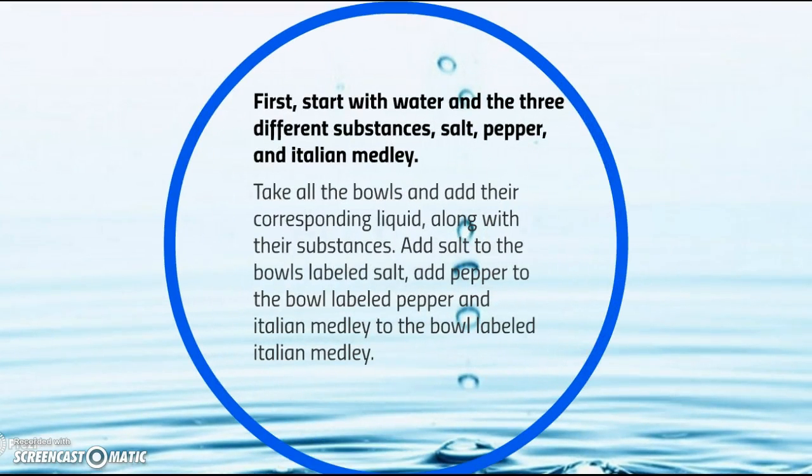First, start with water and the 3 different substances: salt, pepper, and Italian medley. Take all 3 bowls and add the corresponding liquid along with their substance. Add salt to the bowl, label salt. Add pepper to the bowl, label pepper. Add Italian medley to the bowl, label Italian medley.